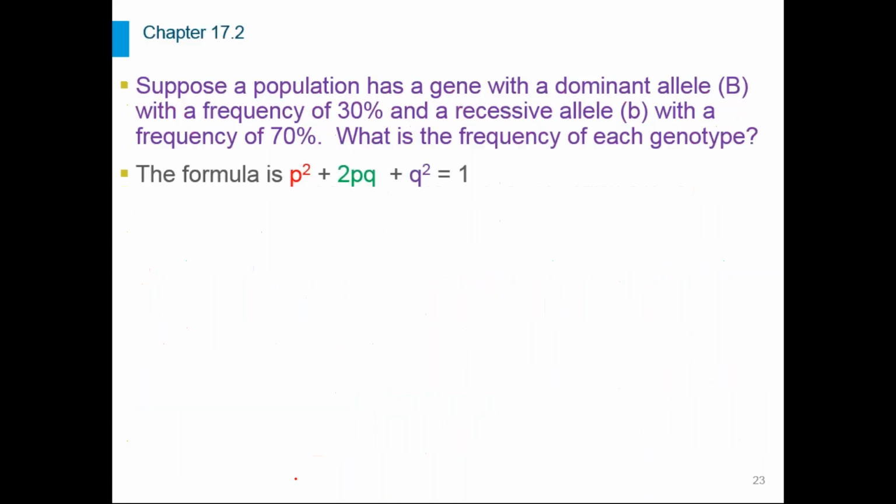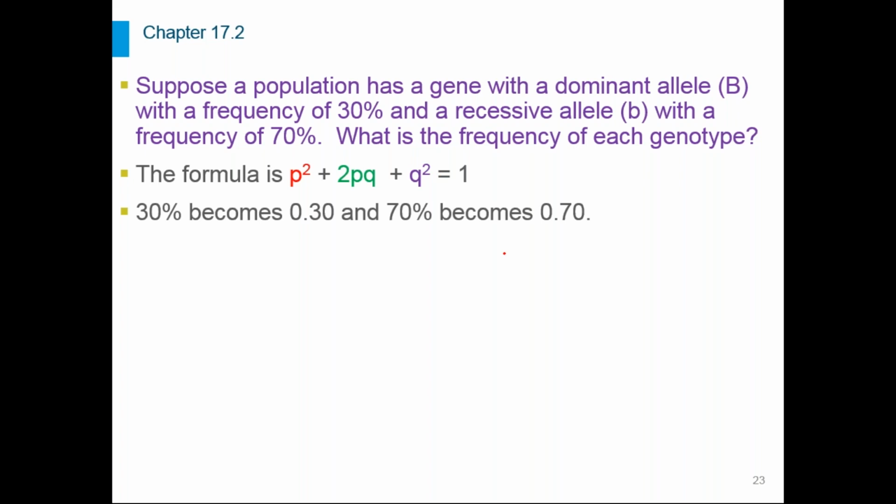Okay, let's do one more example. Suppose a population has a gene with a dominant allele with a frequency of 30% and a recessive allele with a frequency of 70%. What is the frequency of each genotype? So we're just going to put those numbers into this formula. Our formula is the same: p squared plus 2pq plus q squared equals 1.